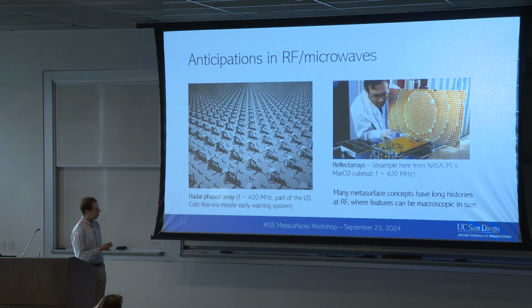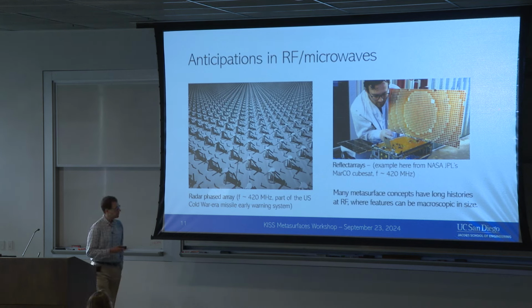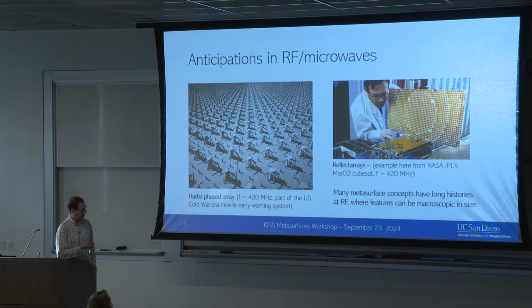You'll often hear people say, oh, aren't metasurfaces just phased arrays? It's true, yes, they are. Aren't meta lenses just reflect arrays? It's also true, yes, they are. I mean, that looks a whole lot like a meta lens to me. I feel that should be acknowledged as being true.